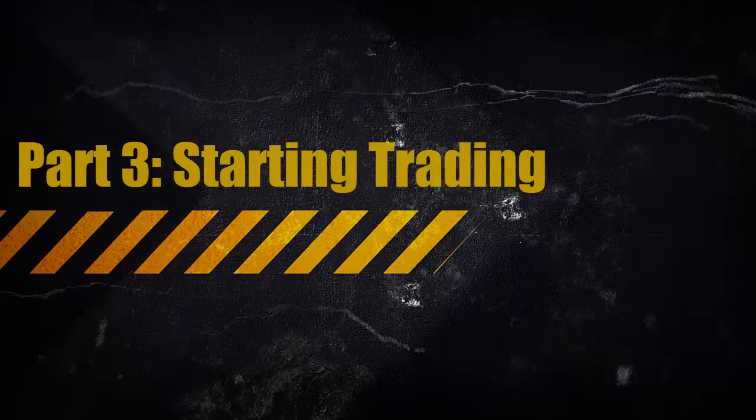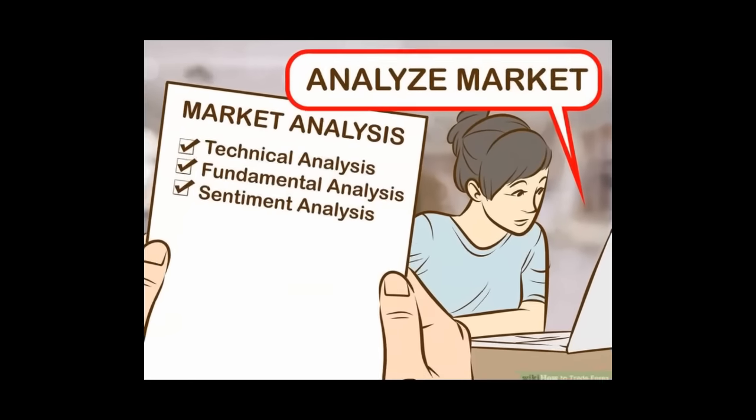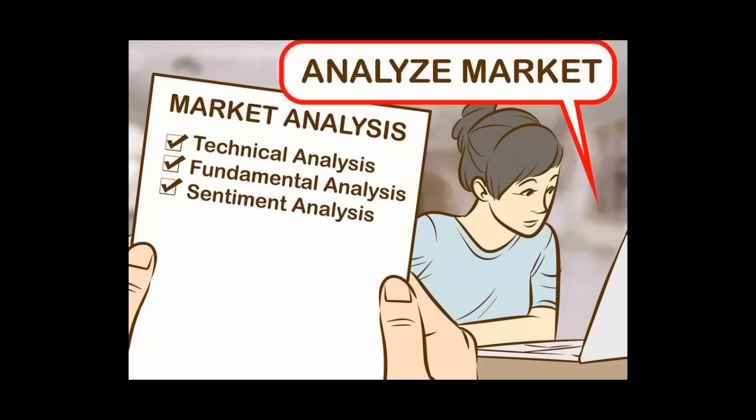Part 3. Starting trading. First, analyze the market. You can try several different methods. Technical analysis. Technical analysis involves reviewing charts or historical data to predict how the currency will move based on past events. You can usually obtain charts from your broker or use a popular platform like MetaTrader 4.